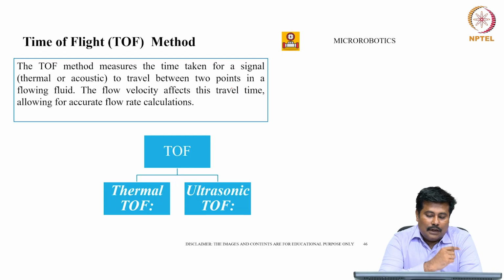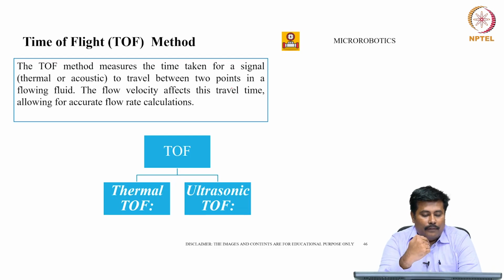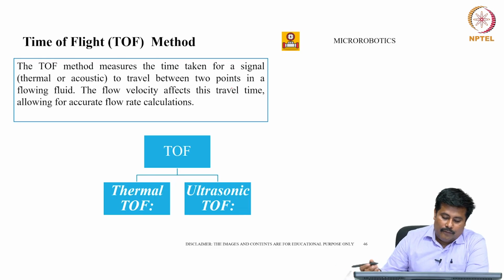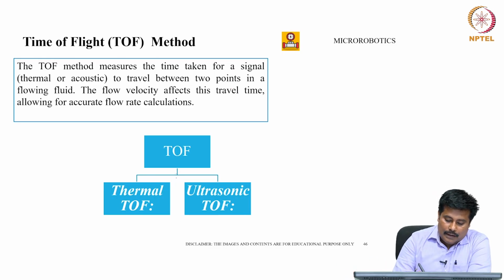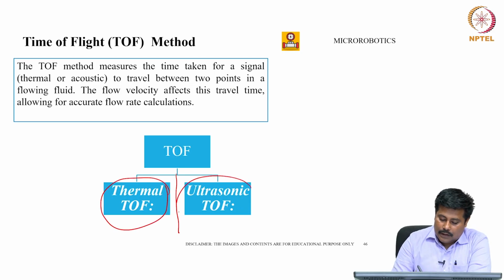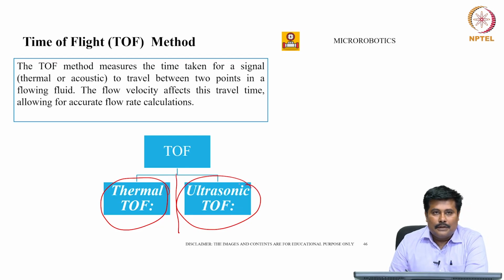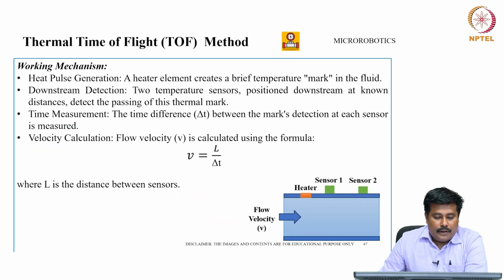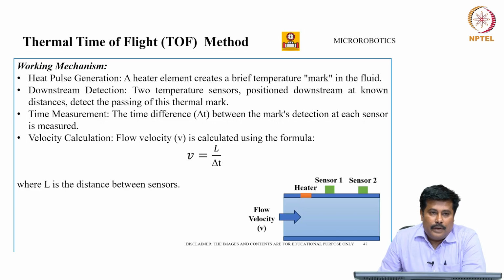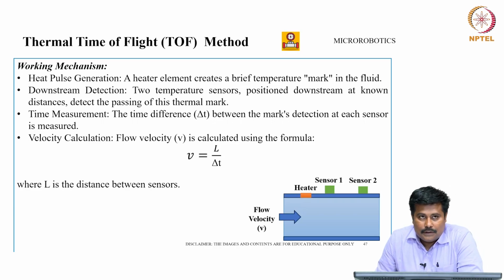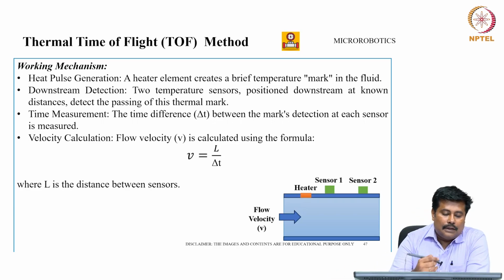The flow velocity affects this travel time, allowing for accurate flow calculation. As far as this time of flight method is concerned, it is classified into two. One is called thermal based time of flight, and another one is called ultrasonic based time of flight.